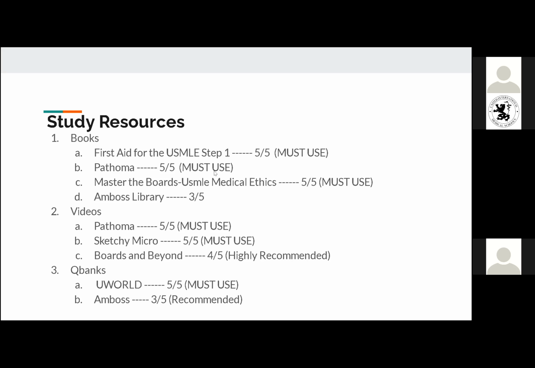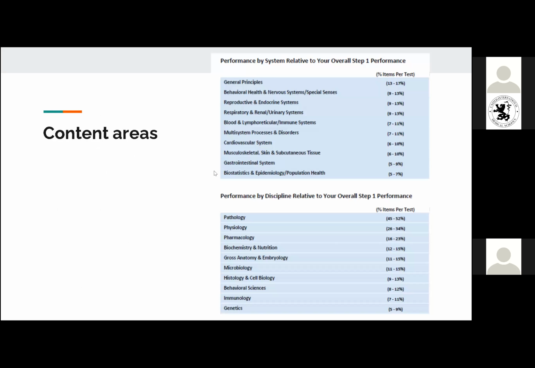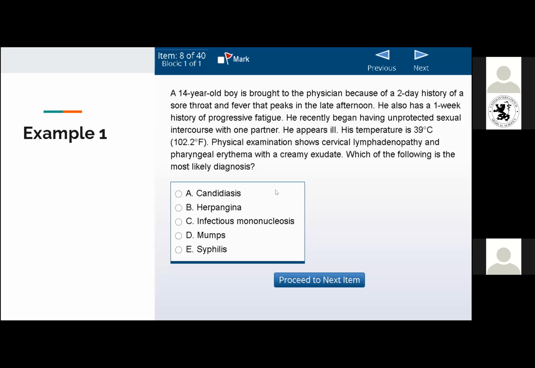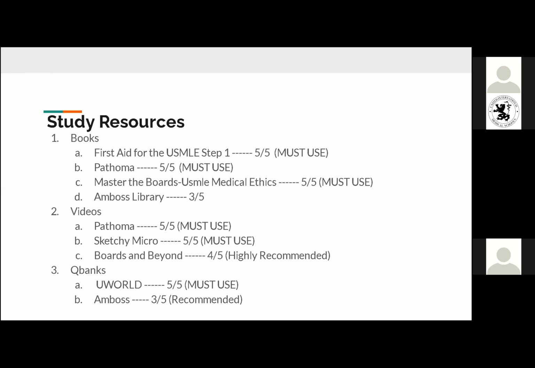Then there's another book that I really recommend you should buy, Master the Boards, USMLE Medical Ethics. A part of this exam of USMLE Step 1 is ethics. So you'll see it over here. It's part of behavioral health, but it basically tests you on ethics, ethical principles of medicine, which I'll give you an example of a question about ethics later when I'm talking about USMLE Step 2 CK, because you also use this book for USMLE Step 2 CK.